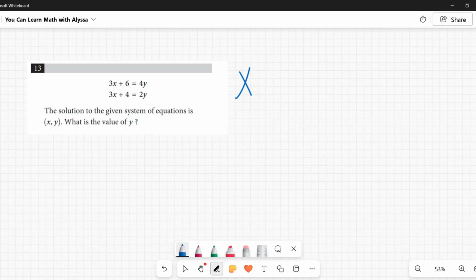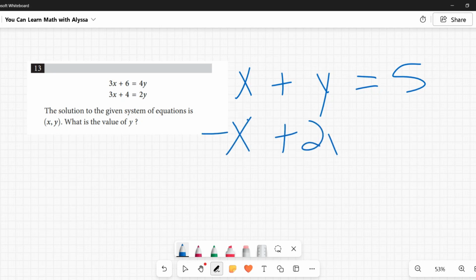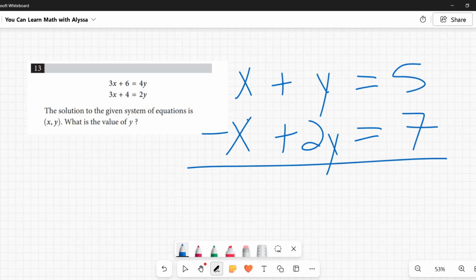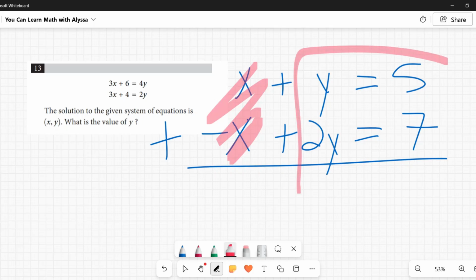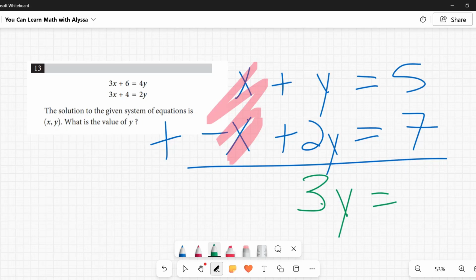Elimination is when we have things like x plus y equals 5 and negative x plus 2y equals 7. Then we ask, if we added these two equations together, would something cancel out? Yes, x and negative x cancel out. I would be left with 3y equals 12, so I can solve for y.